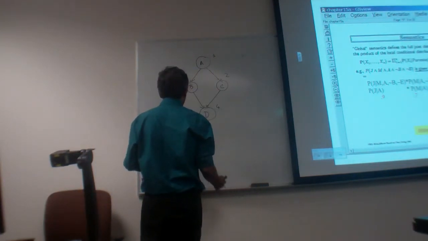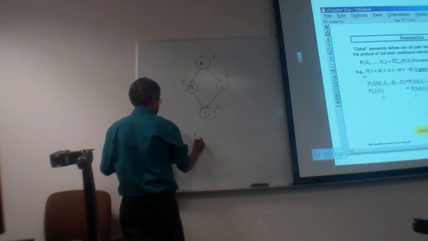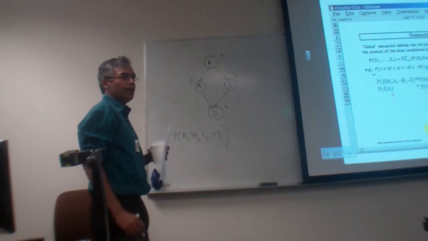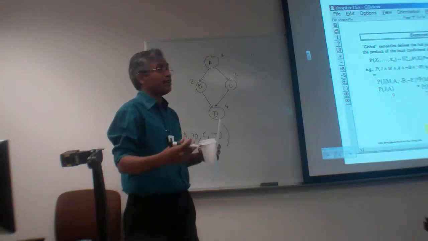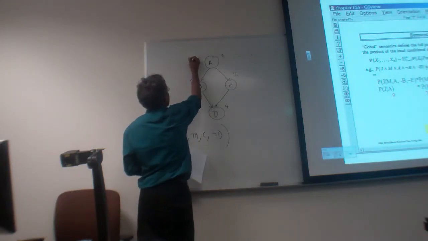Okay. And then the next question was, I wanted P of A, not B, C, not D. This needs to be written as a product of numbers that are here. So remember that in this case, you have P of A. That's it.